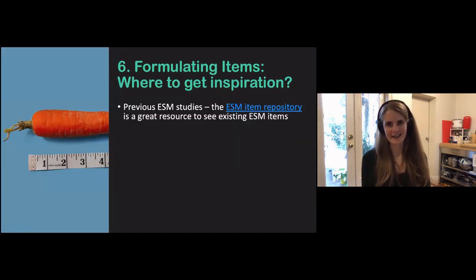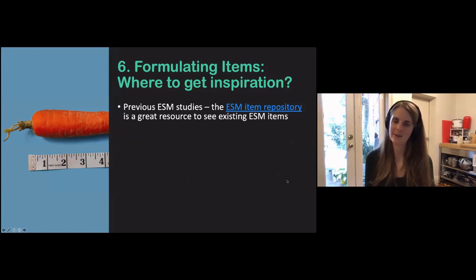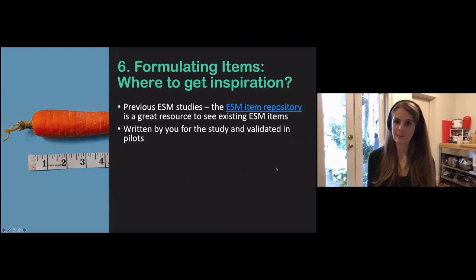So where can you get these kind of items? Well, there didn't used to be a lot of stuff, but it's more and more coming out now, which is nice. So this ESM item repository is a really lovely resource put together by Olivia Kirtley, where everyone has submitted their ESM items, and you can search by construct and grab other people's already written items. So there's a link there and you can go have a look if you like.